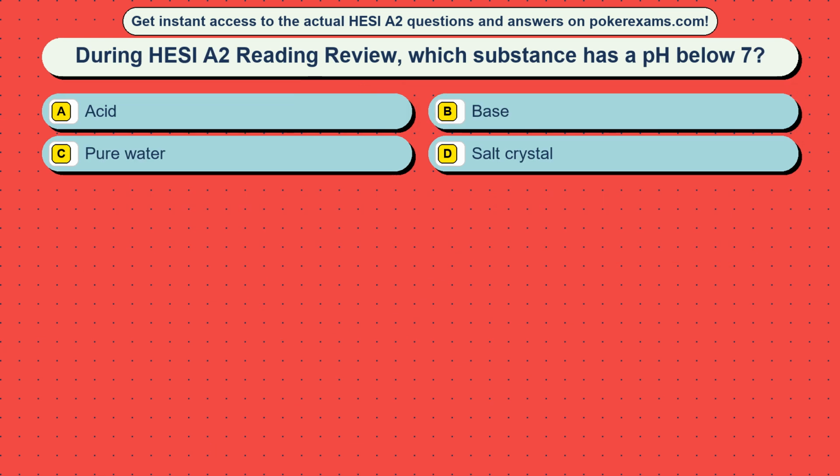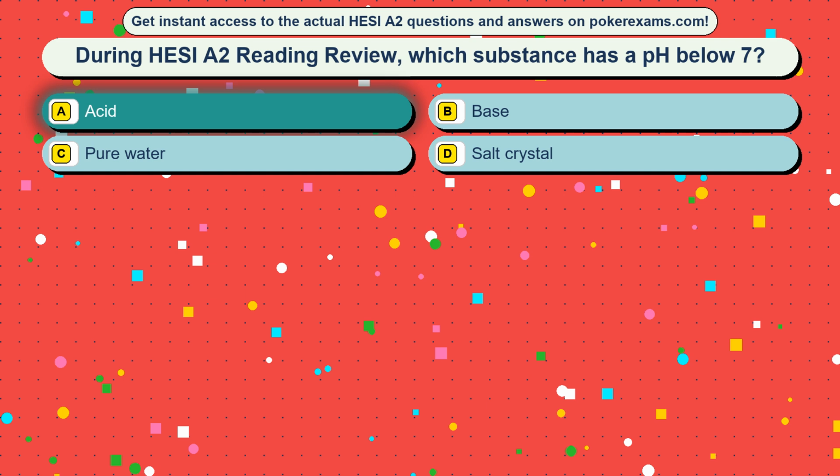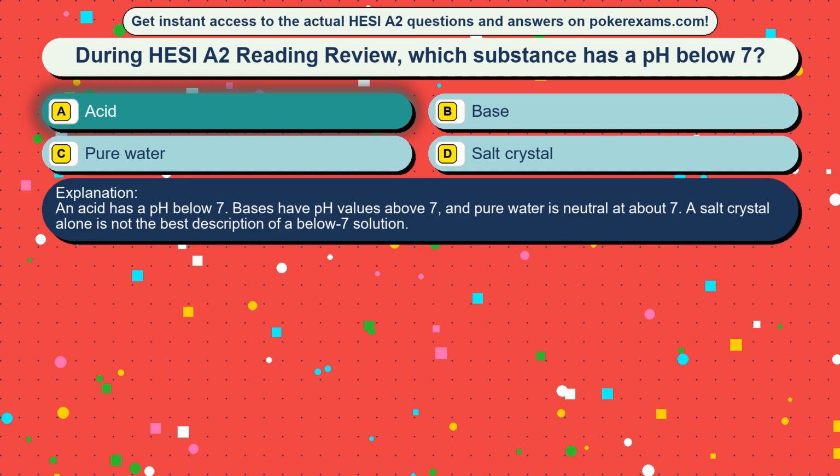Question 41. During HESI A2 reading review, which substance has a pH below 7? Option A, acid. Option B, base. Option C, pure water. Option D, salt crystal. The correct answer is option A, acid. An acid has a pH below 7. Bases have pH values above 7, and pure water is neutral at about 7. A salt crystal alone is not the best description of a below 7 solution.